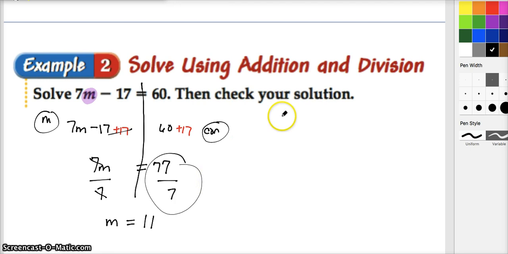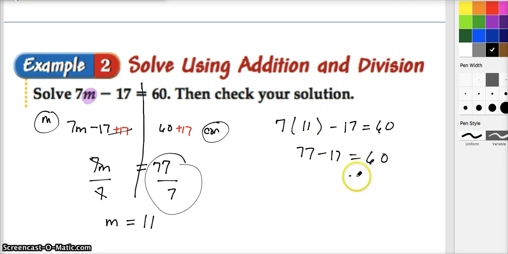So how do I check that? I take the original problem and I plug in that variable 11. 7 times 11 is 77, minus 17 equals 60. Let's hope that we get 60 on this side. 77 minus 17 is 60. Woohoo! I'm feeling good about myself. Let's go ahead and do another problem.